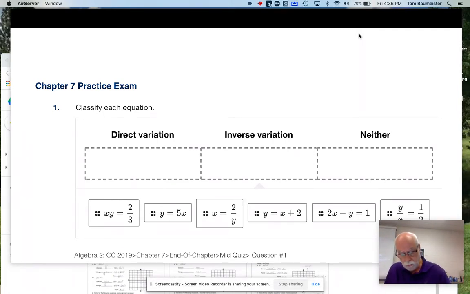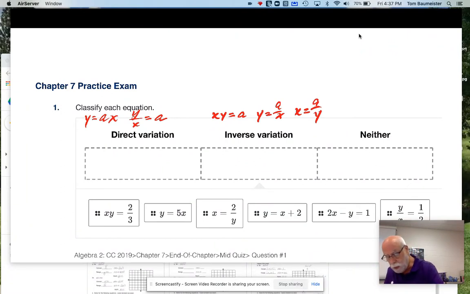So remember, if it's direct variation, you can write it as y is equal to a times x, or you can write it as y over x is equal to a, where a is some constant. If it's inverse, you can say that x times y is equal to that constant, or you can say that y is equal to a over x, and you could even go as far as saying x is equal to a over y. And remember, when it's neither, a lot of times you'll see a plus or a minus sign in between them.